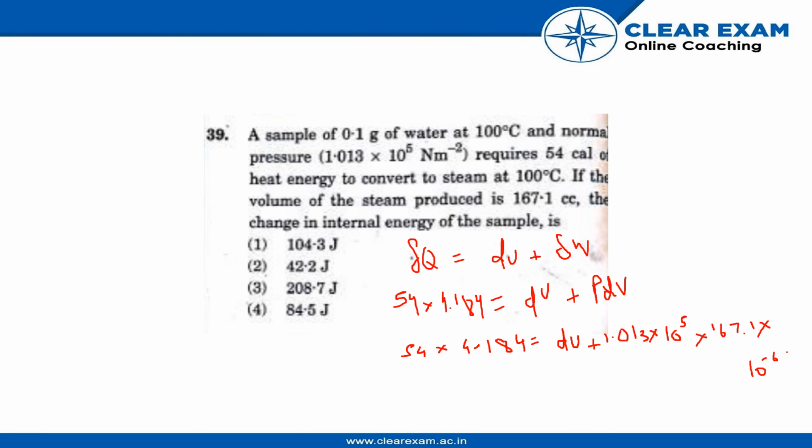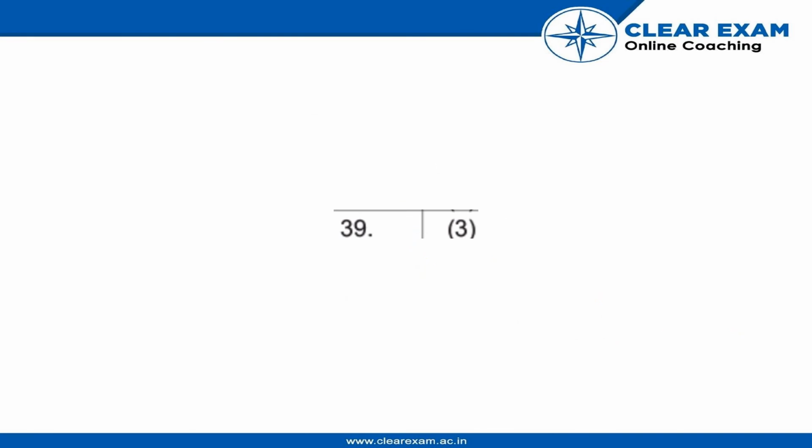And after all these calculations, the dU value would come out to be 208.7 joules. So option number 3 is correct. Yes, option number 3 is the right answer.